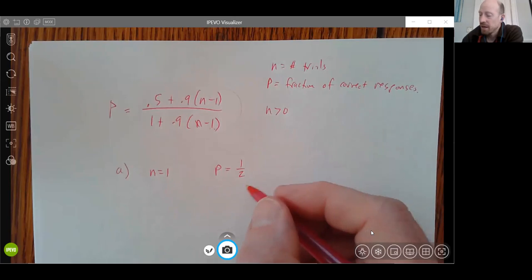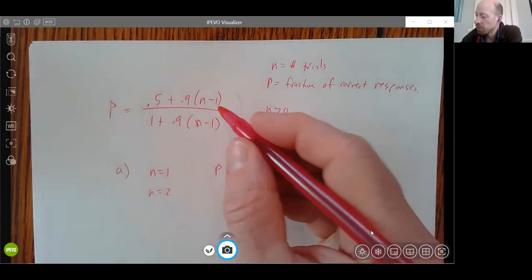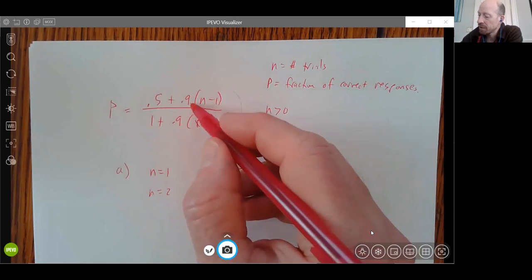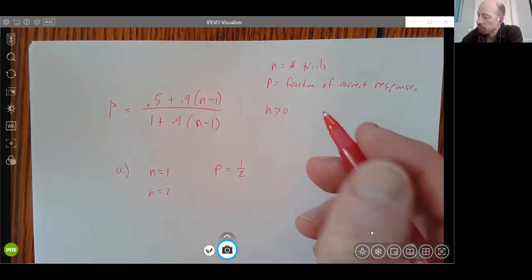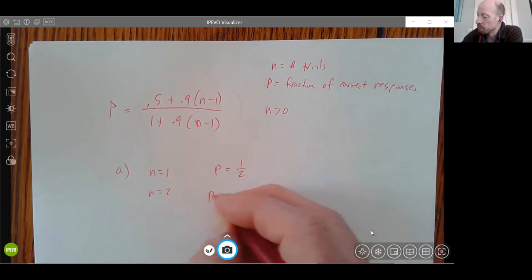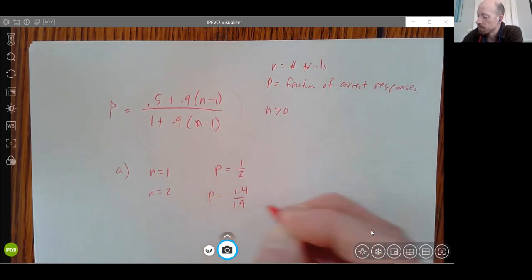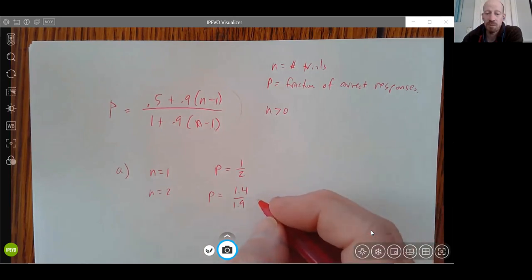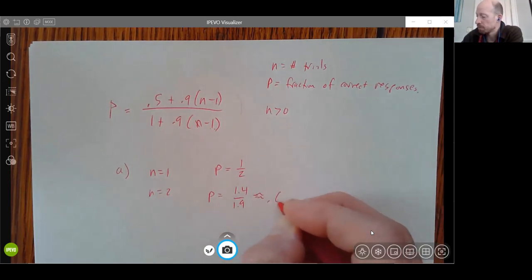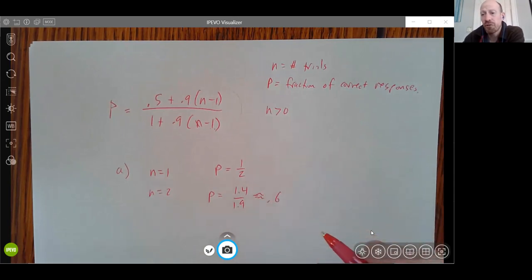You do okay. And then n equals 2, you do the same thing, but now all of a sudden you have 0.9 and 0.9, so you end up with 1.4 over 1.9. I don't know what that is exactly, but it's certainly better than 1/2. It's closer to like 0.6. So what that says is after 2 trials, my memory has improved, right? I've learned a little bit, or filed some away. And we go through that.